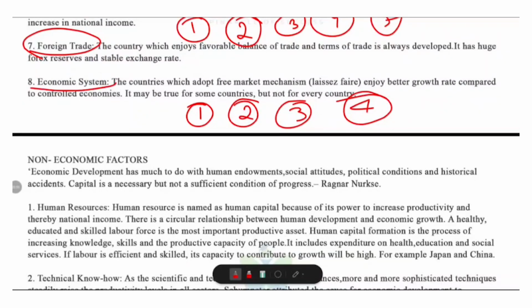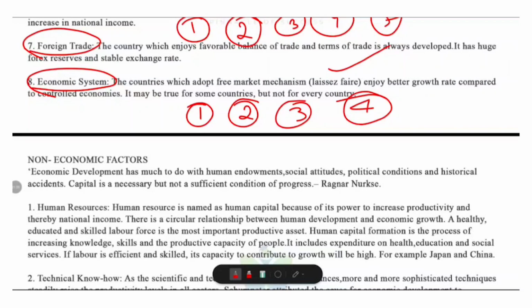Then eighth one, economic system. The type of economic system also affects development. Countries with a free market system, also called laissez-faire, often grow faster. Why? Because of competition, innovation and efficiency. And controlled or centrally planned economies may experience slow growth due to lack of incentives. However, there is no universal rule. Some mixed or controlled economies have grown rapidly too. So the effectiveness depends on how well the system is managed.